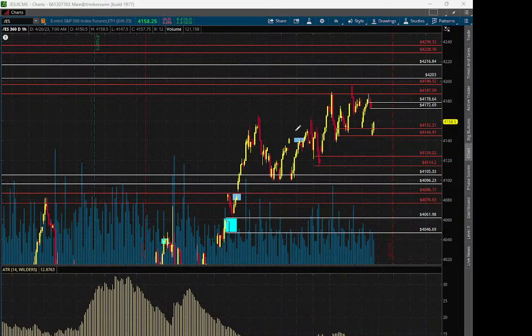As far as bigger picture, you just look at it in the morning, come up, know where we're at. You come up with your if-then scenarios.